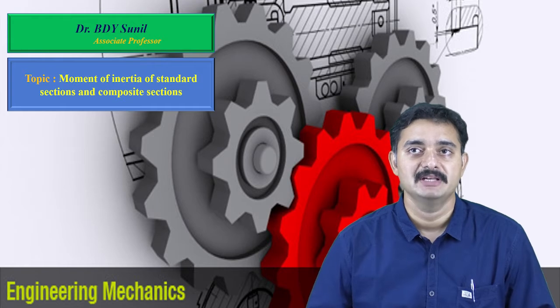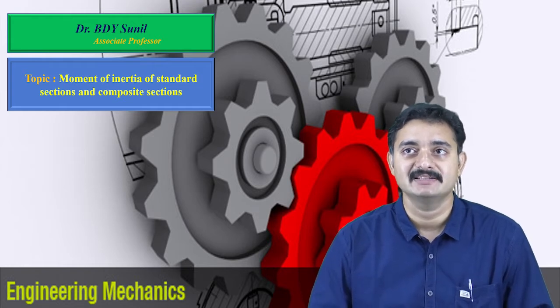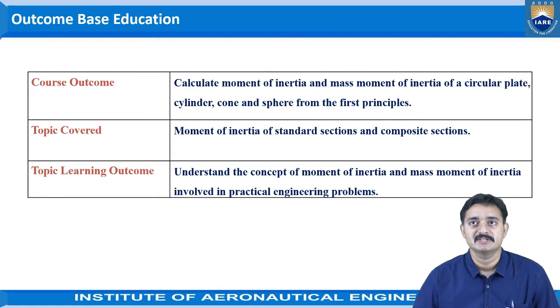In today's session, we will be learning about the moment of inertia of standard sections and composite sections. The course outcome of today's topic would be to calculate moment of inertia and mass moment of inertia of a circular plate, cylinder, cone and sphere from the first principles. The topic covered would be moment of inertia of standard sections and composite sections.